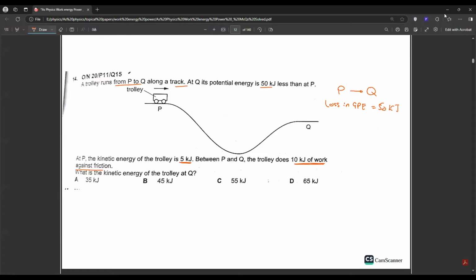So if you are losing 50 kilojoules of energy from P to Q in terms of gravitational potential, you are giving 10 kilojoules to friction. What is the gain in kinetic energy? The gain in kinetic energy is the remaining value, that is 40 kilojoules. The kinetic energy was initially 5. So 40 plus 5, this becomes what? 45 kilojoules. B is your answer. Simple as that.